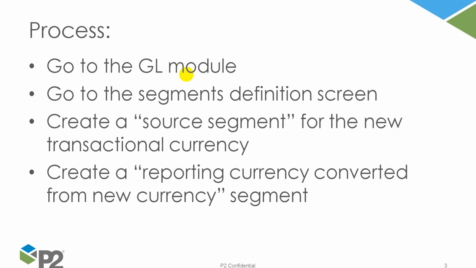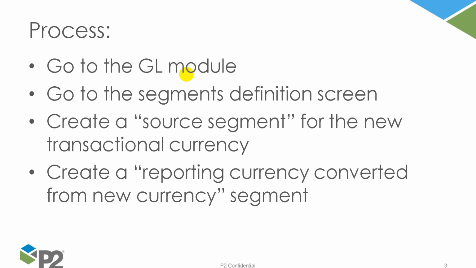To create these new segments, which are required so that we can generate GL reporting on this new transactional currency, and also so that we can do FX gain loss on the reporting currency resulting from transactions on the new transactional currency, we need to go to the GL module, then go to the segments definition screen, and there we will create a new source segment for the new transactional currency for the current year.